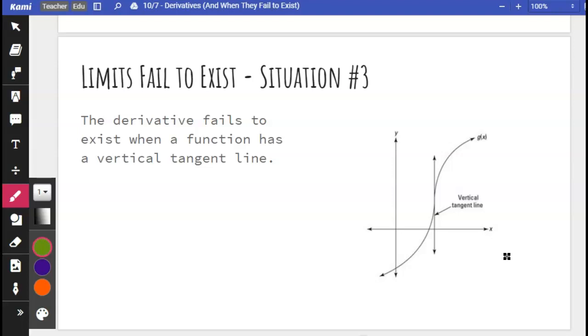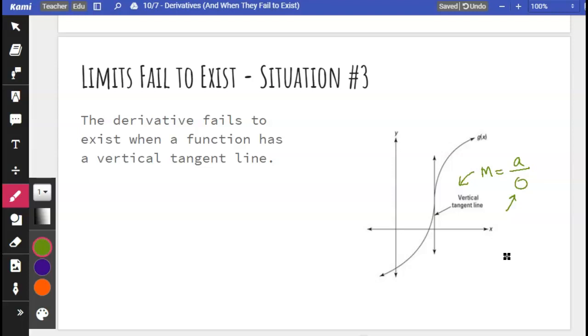So the last situation where a derivative will fail to exist is when the function has a vertical tangent line. When you have a vertical tangent line, that means if you did your slope of this line, your rise value would be some number, but your denominator would be 0 because you would not be moving to the left or to the right. So it's an undefined value, an undefined slope. We can't have an undefined slope as a tangent line.